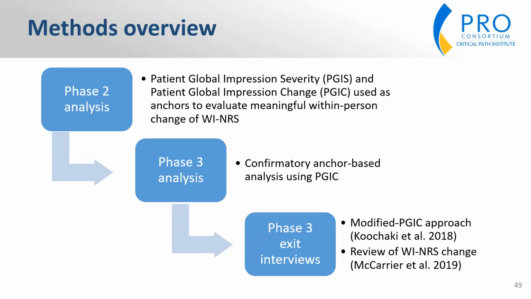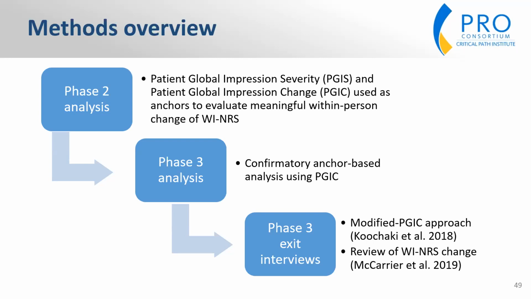And that involved a secondary analysis of phase 2 data using anchors of a PGIS and PGIC, and the specific wording and response options for those anchors are included on the next slide for those of you who are interested. The phase 3 trials did include a PGIC. So as a post hoc confirmatory analysis, we replicated the phase 2 analyses using the PGIC in order to ensure that estimates were similar and comparable between the phase 2 and the phase 3. And then finally, we also undertook a phase 3 exit interview study, which included a couple of different approaches.